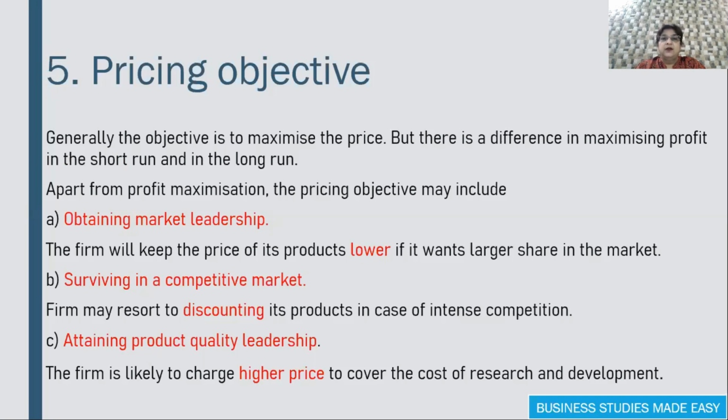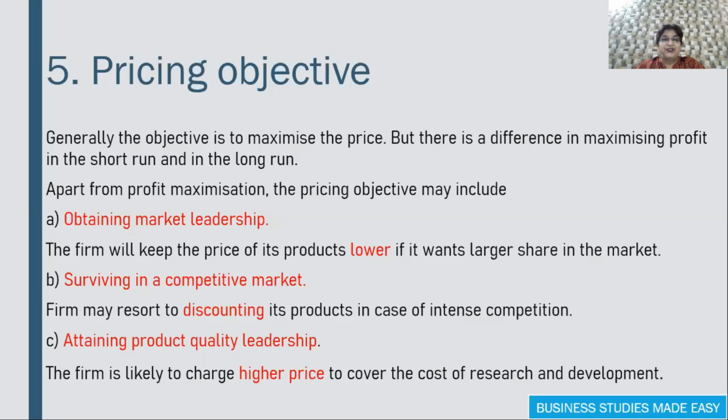The second pricing objective is surviving in a competitive market. Now you have made a name for yourself, and now you want to survive in the competitive market. Once you have started making a name for yourself, then your competitors will not allow you to survive. Why? Because you are competition to them. So again, you will keep your price low so that people keep buying your product and somehow you survive.